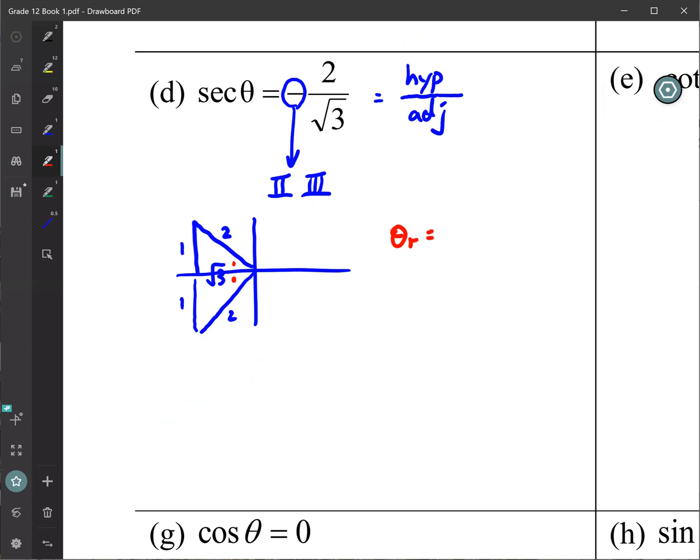Eric? 30 degrees in radian. Oh, sorry. Should be what? Pi over 6. Yes, pi over 6. Okay, very good. All right, so we got the reference angle.